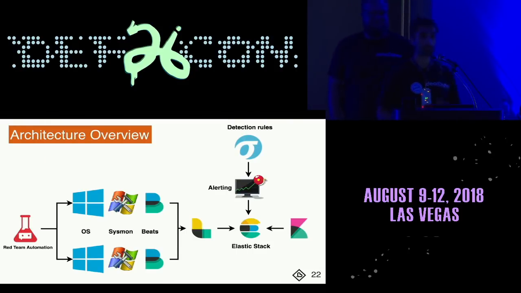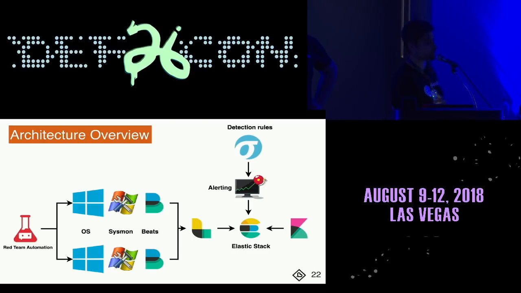Okay, here we have the complete system, as we were talking about the different components, but before moving forward, I want to give you a refresher, because we have been talking a lot. So with Red Team Automation, we emulate attacks and create events in the system. With Sysmon, we generate events that will be gathered by Winlogbeat, shipped to Logstash. Logstash will parse them, enrich them, and store them in Elasticsearch.